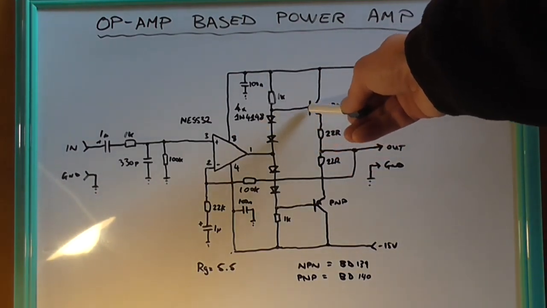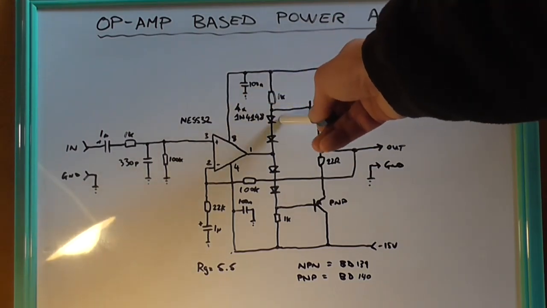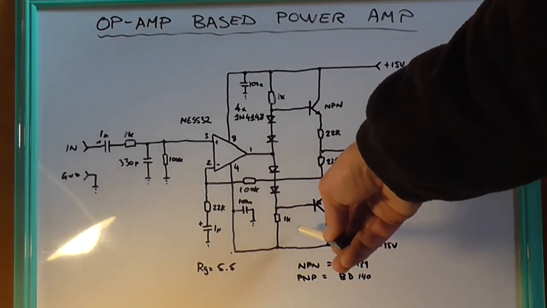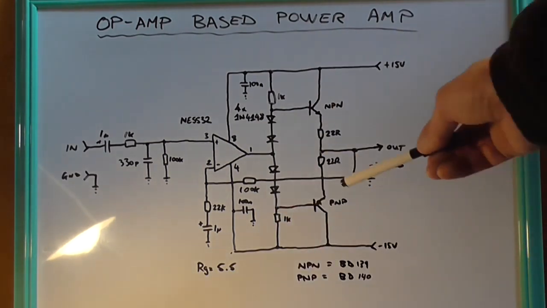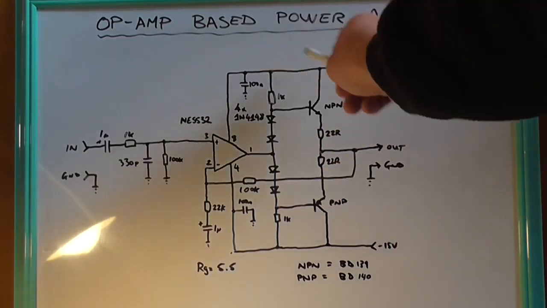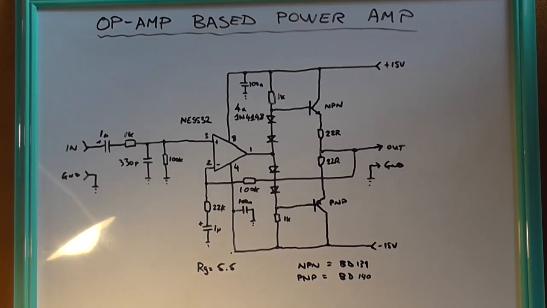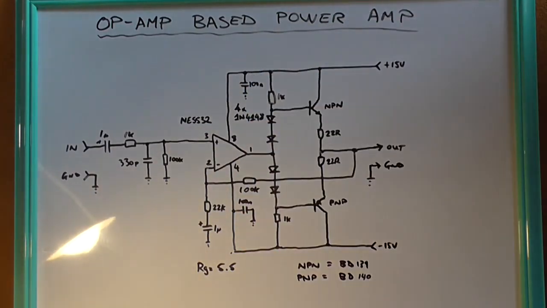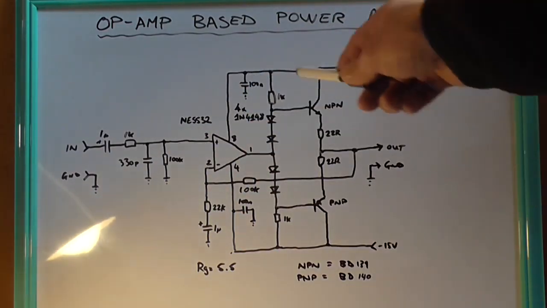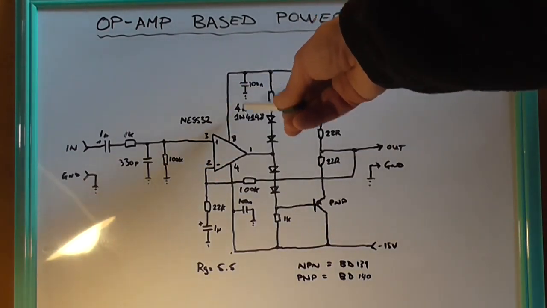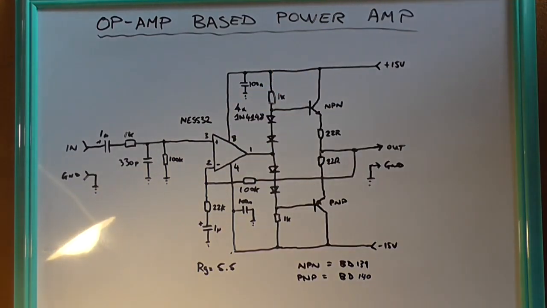The NPN transistor's base comes off of the anode end of the string, and the base of the PNP transistor comes off of the cathode end of the string, and the two emitters via these two 22 ohm resistors form a push-pull emitter follower. That's basically all to say about the circuit, apart from these 100 nanofarad capacitors on the supply lines here. They're what's known as bypassing capacitors, and these need to be as close to that IC as possible. Hence why they're drawn close to the IC.